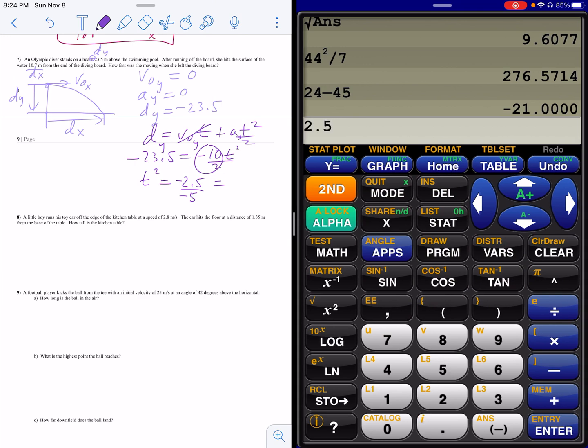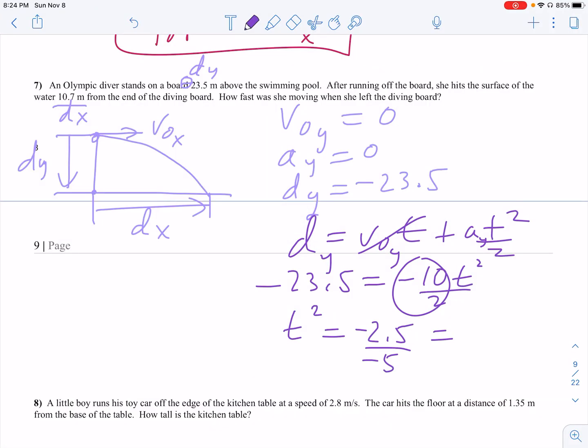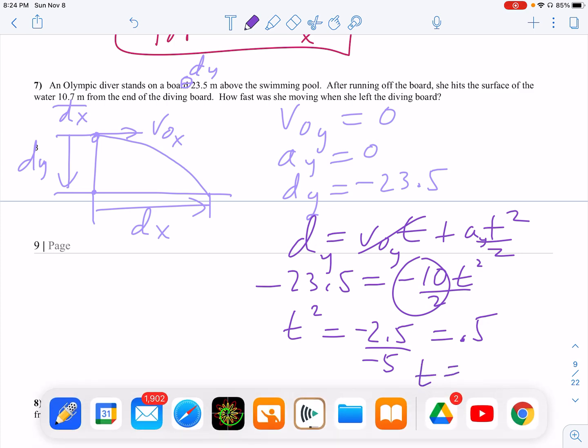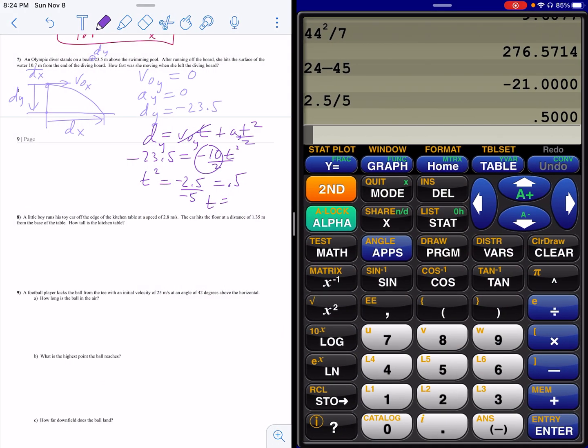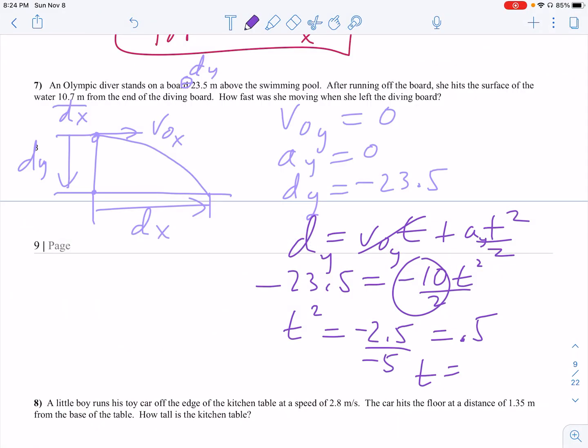So 2.5 divided by 5 is 0.5. I should have known that. Oh, but that's t squared. So t would equal the square root of 0.5. So I'm going to square root that answer. 0.71. 0.71 seconds. Now, I had to find that to find her forward speed.